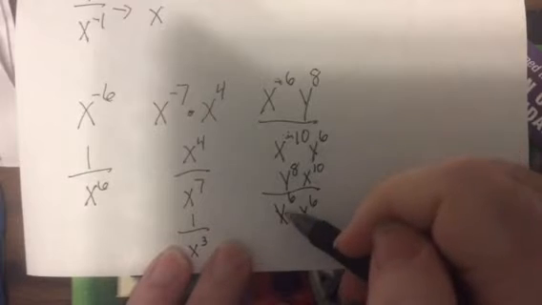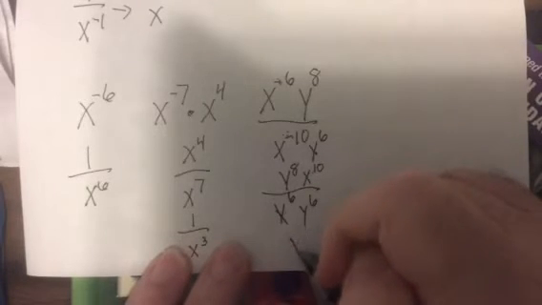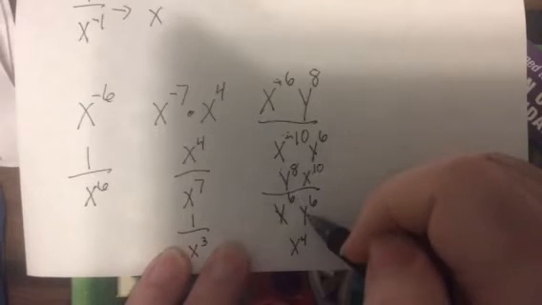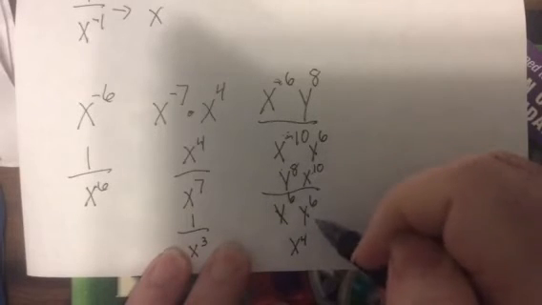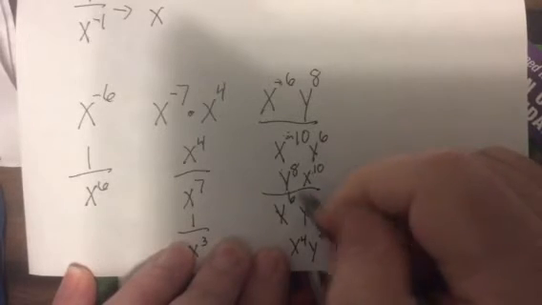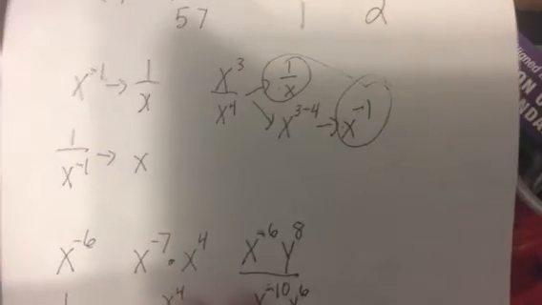Now, when you divide two things with the same base, you subtract, so that'd be x to the fourth. And this is just dividing. When you divide two things with the same base, you subtract the powers. So that would be y squared. 8 of them canceled out by 6 of them. Woo-hoo! So let's look at another one.